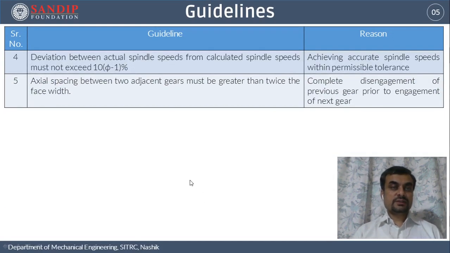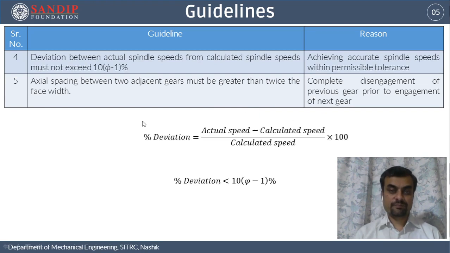The fourth guideline is that the deviation between actual spindle speed and calculated spindle speed must not exceed 10 into 5 minus 1 in percentage. Obviously, it is to achieve accurate spindle speed within permissible tolerance, and we will learn more about this guideline at the end of this lecture. The fifth guideline is that axial spacing between two adjacent gears must be greater than twice the face width. The reason for this guideline is to have complete disengagement of the previous gear prior to engagement of the next gear.